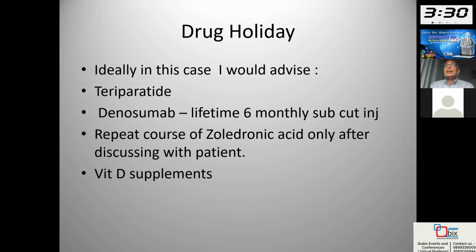In this particular lady, I would advise either teriparatide because the PTH is normal, or denosumab. The problem with denosumab is that if you stop it, your fracture risk accelerates dramatically. So basically you have to have it permanently, but it's just 2 subcut injections a year. A repeat course of zoledronic acid has its supporters and opponents. It is an option, but after, I would say, some years have passed by, we do not know how many years, but maybe in this lady it would be an appropriate option.